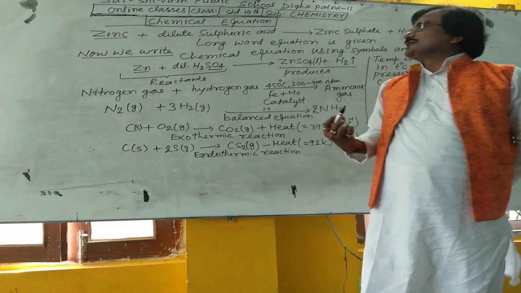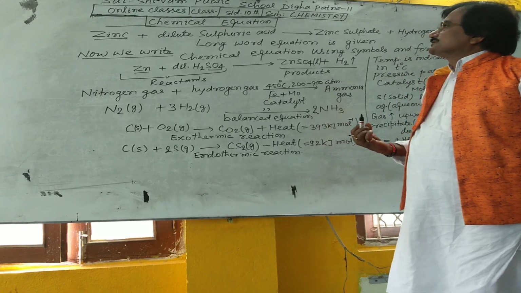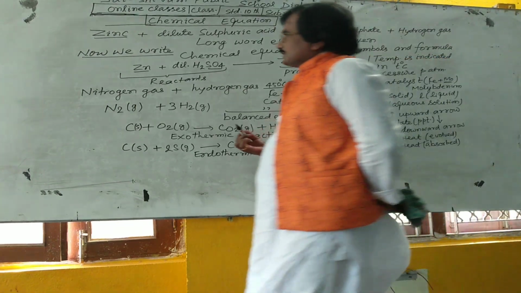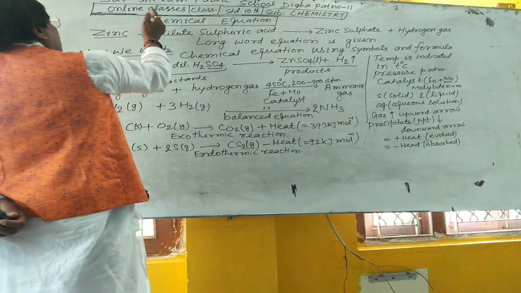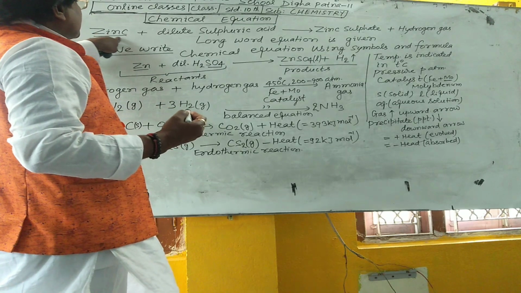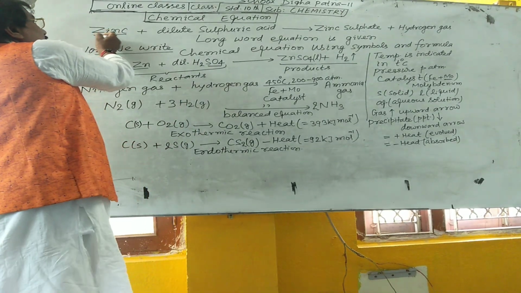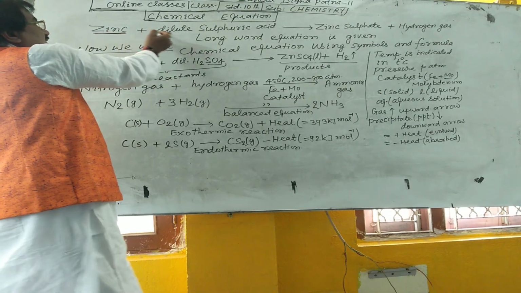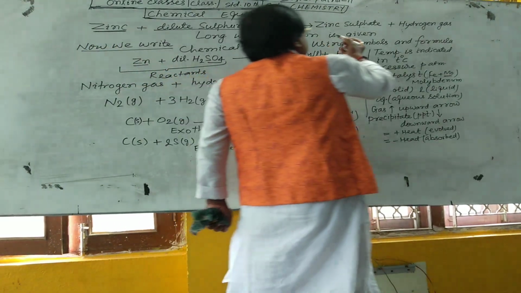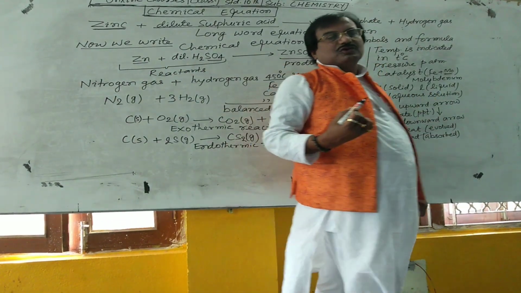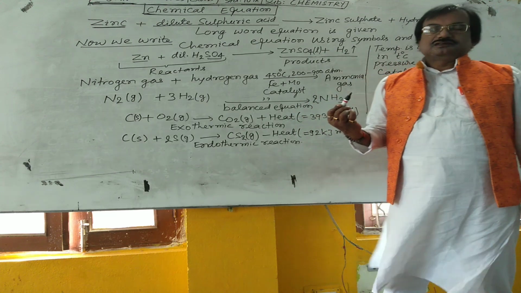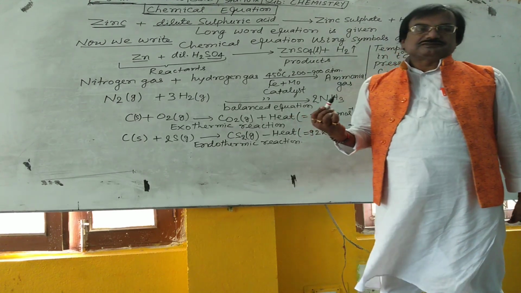We have discussed how a chemical equation is written right. Why is a chemical equation needed? Because the word equation was a very long, very spacious process. So after using symbols and formulas of the elements and compounds, we can write the chemical equation.